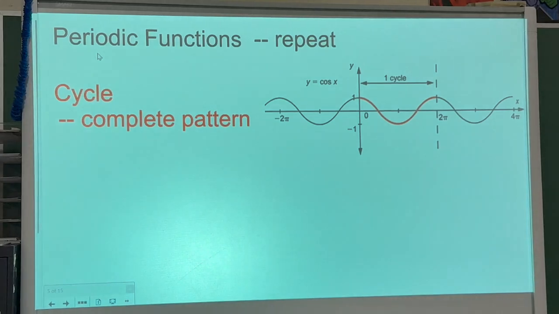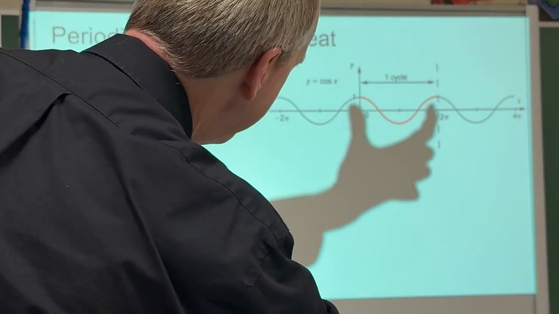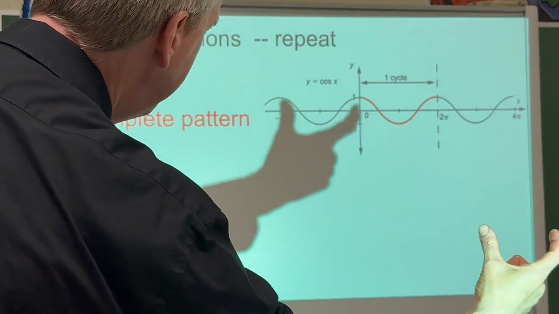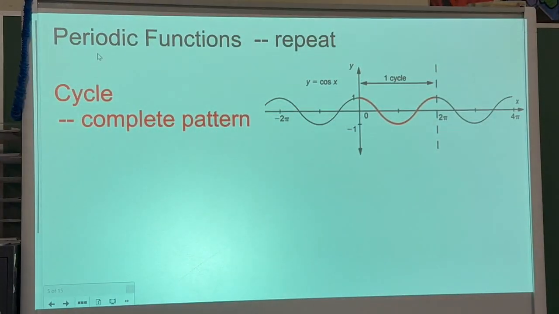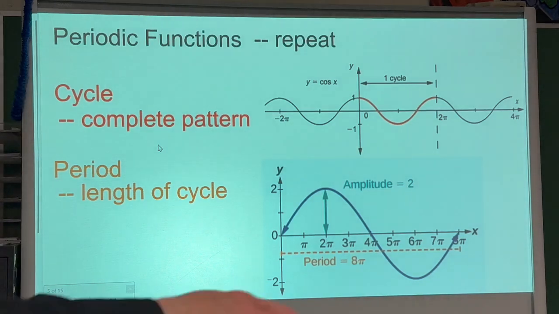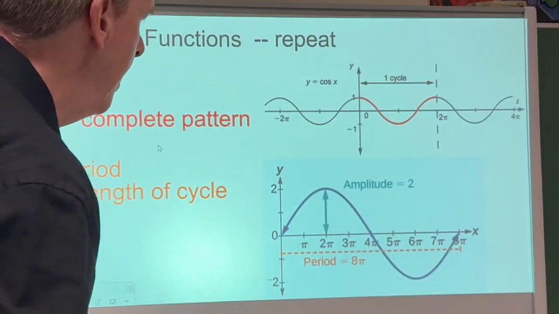That's the part that if I could copy and paste it over and over again, I would get more of my graph. So if I took this piece and I copied and pasted, I have the exact same thing. So it's the entire pattern. The period is how long that cycle is. So in this case, the period was 2 pi.